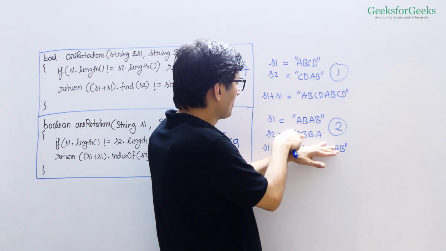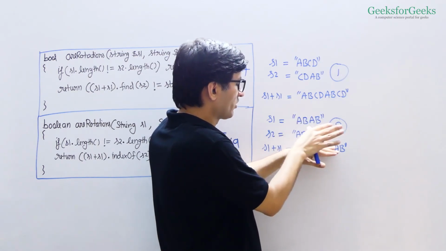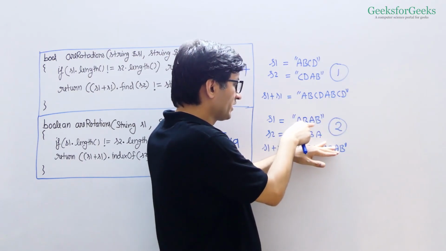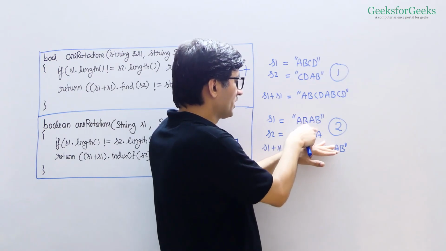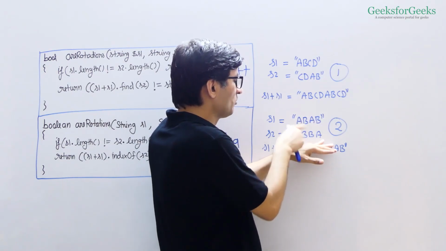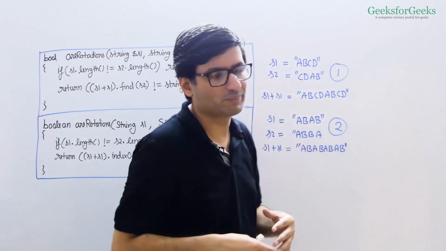I'll search for A, then I'll match for B, then I'll see a mismatch. So I'll not say this is a match. Now I'll look for the next A, and A and A match, B and B match. Now I'll go in a circular fashion, B and A do not match. So this occurrence of A is also not matching.